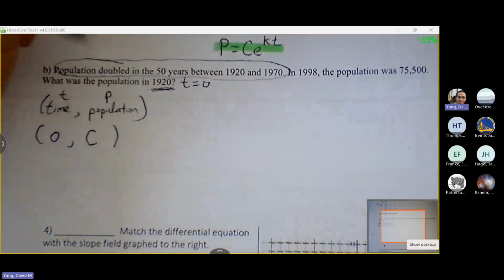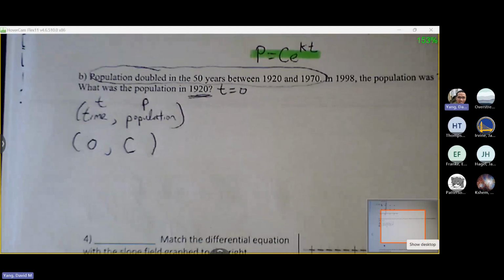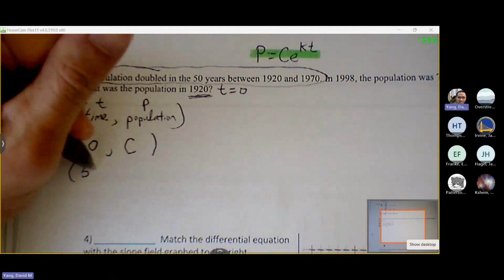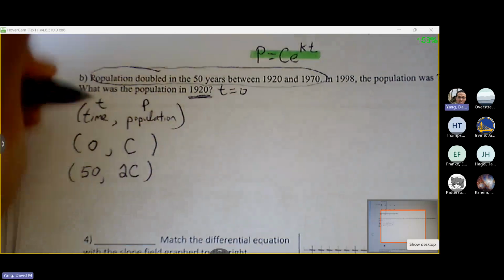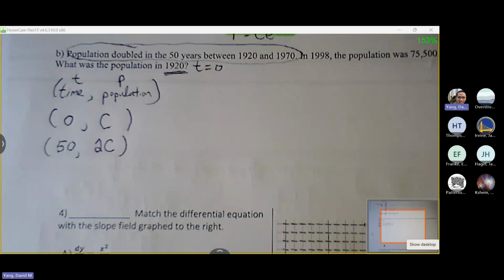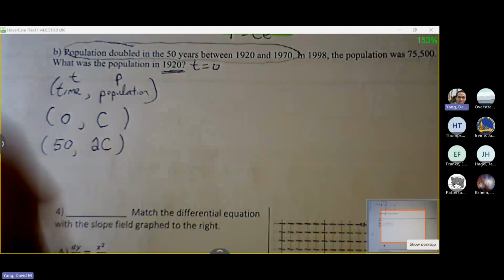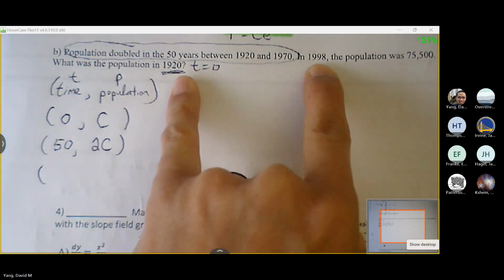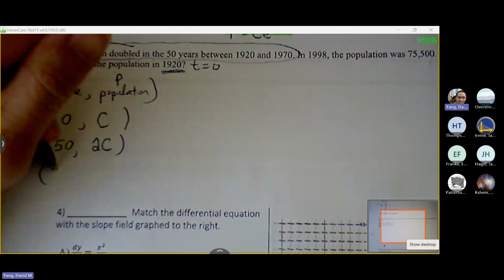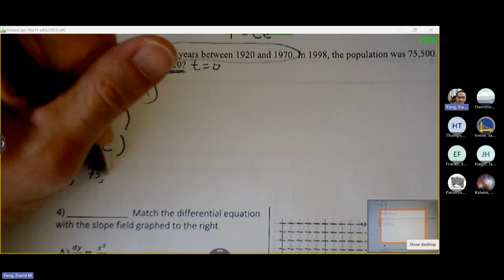Can we create an ordered pair from that first sentence? Population doubled in 50 years between 1920 and 1970. Yeah, 50 years later, my C is going to double. My unknown initial population is going to double. In 1998, population was 75,500. How many years after 1920 is that? 78. So 78 years later, my population is going to be 75,500.